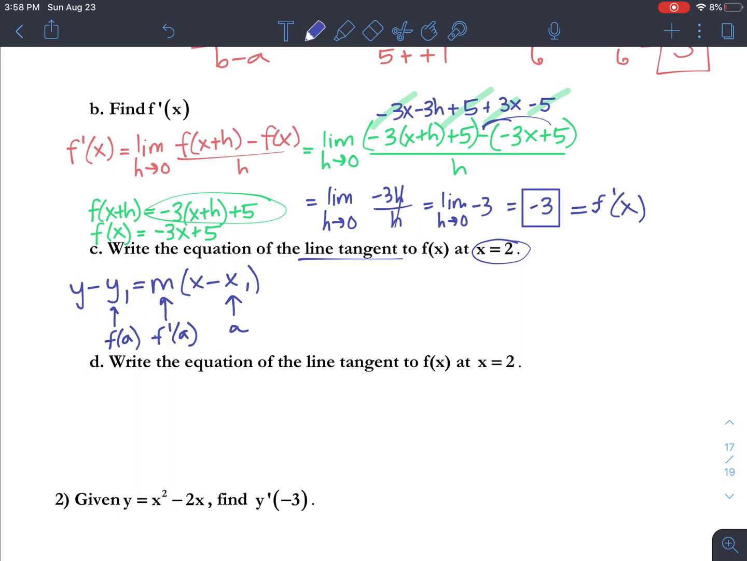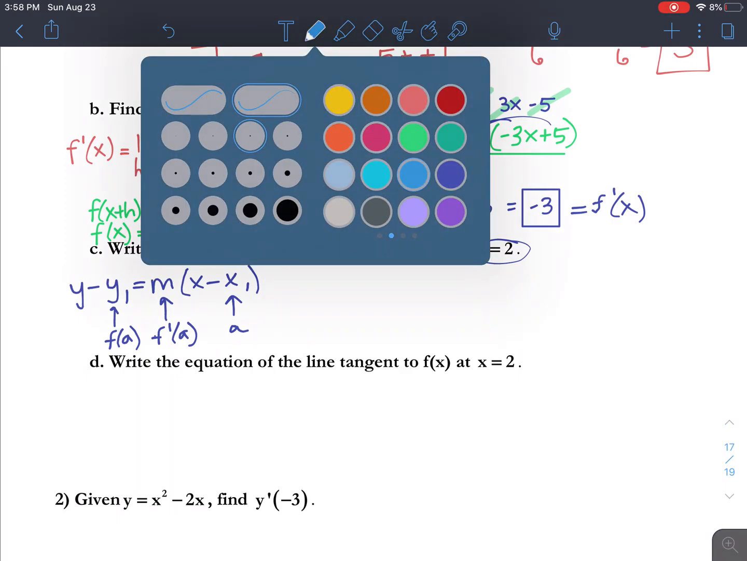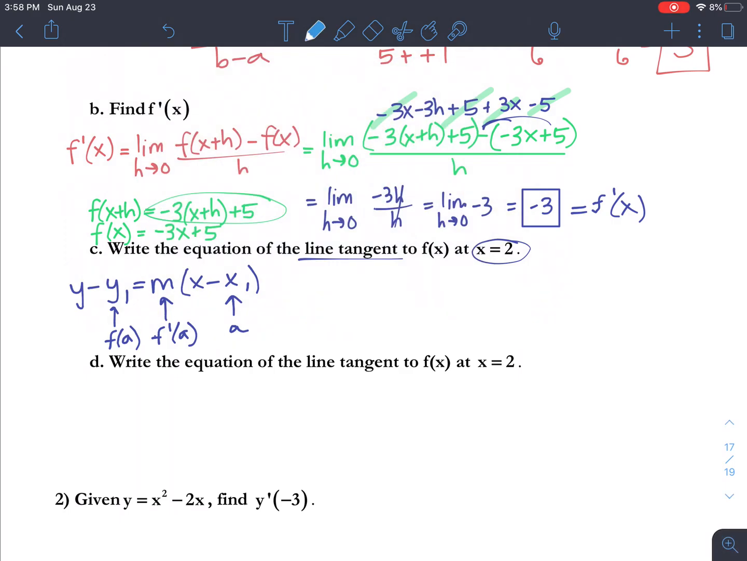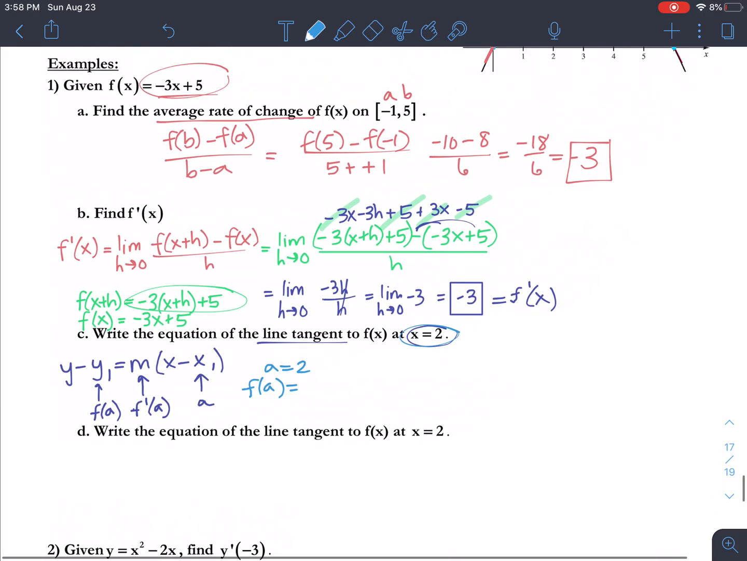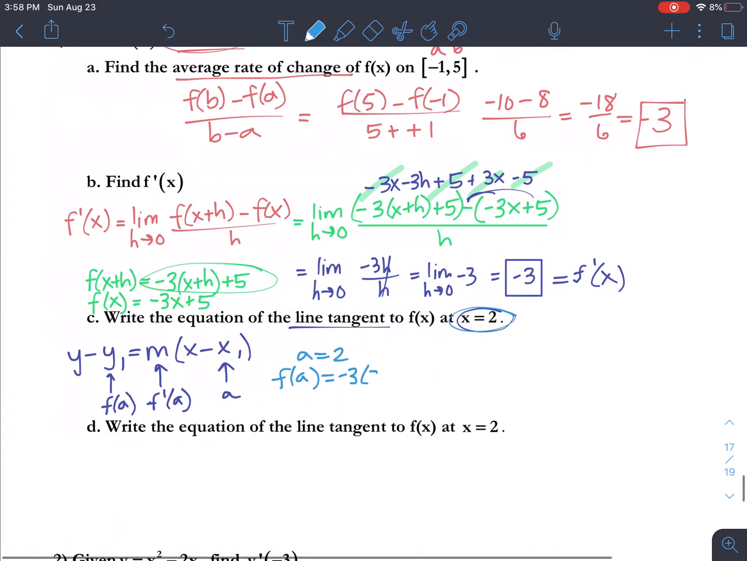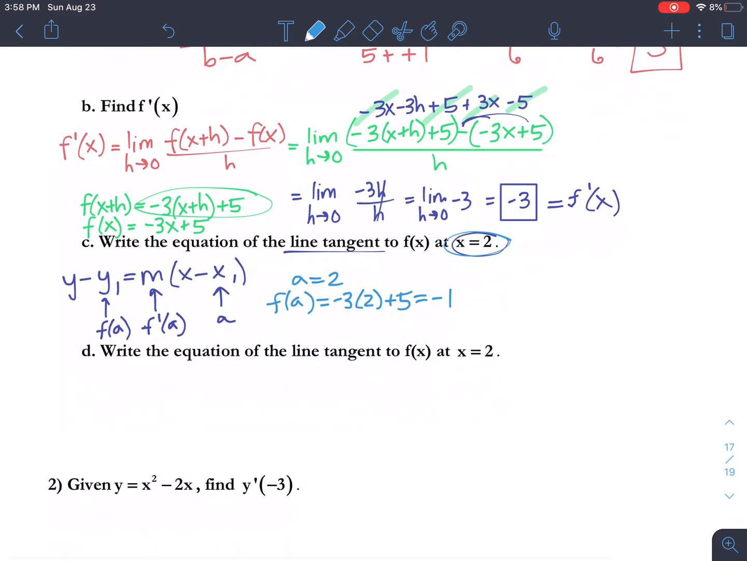All right, so I want to know basically what is, I'll switch to light blue here. A is just whatever this is, so a is equal to 2. Okay, f of a just means, go back to our function, negative 3 times 2 plus 5, which is negative 1. All right, and last but not least, f prime of a, which is f prime of 2. It's this right here. It's -3 everywhere. So literally just -3.